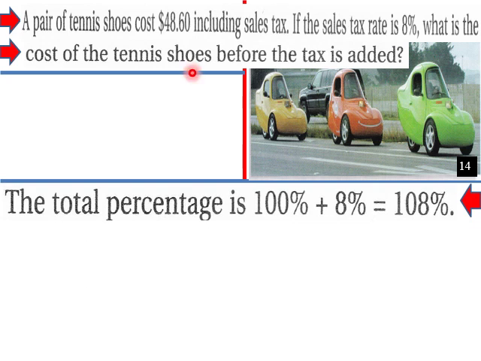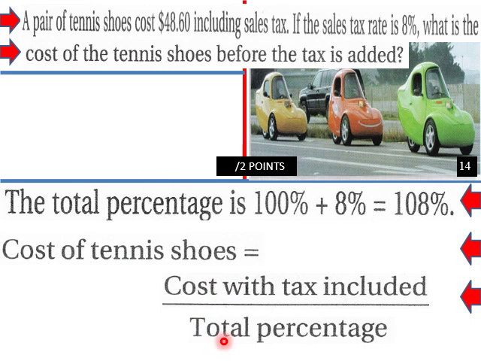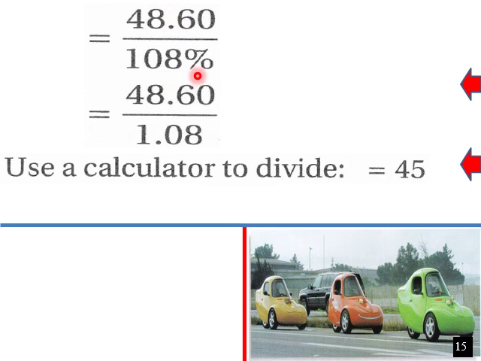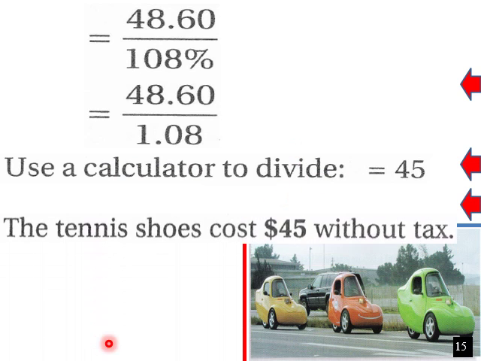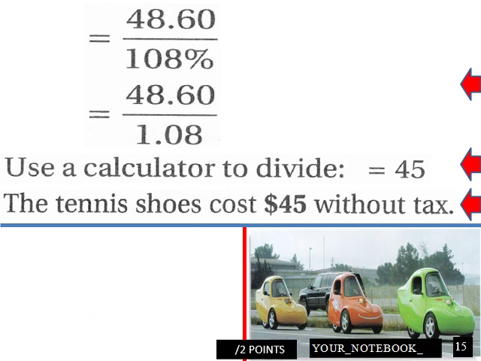A pair of tennis shoes costs this amount with a sales tax of 8%. What is the cost of the tennis shoes before the tax is added? So we take the cost with tax included, and divide over our total percentage. So we have 48.60, and we have 108%. Use a calculator to divide, and we get $45. Tennis shoes cost $45 without taxes.